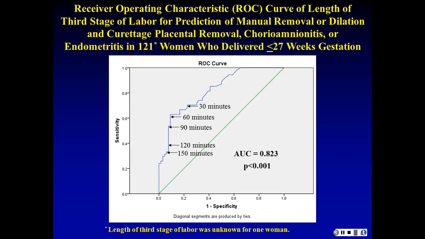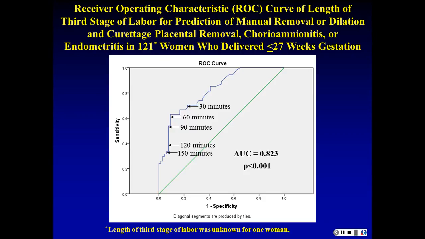And the length of the third stage of labor is plotted here, and the relationship between sensitivity and 1 minus specificity is given. And as you can see, well, first of all, if you had absolutely perfect discriminatory power in your variable, your ROC curve would extend up to your upper left-hand corner and across, because this would indicate 100% sensitivity. This would also indicate 100% specificity.